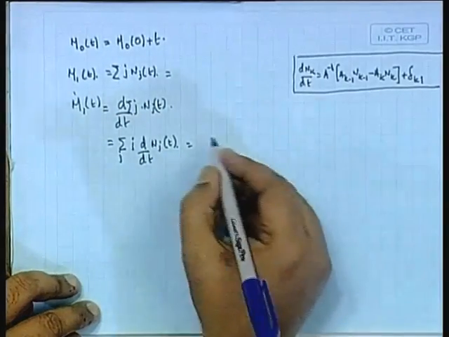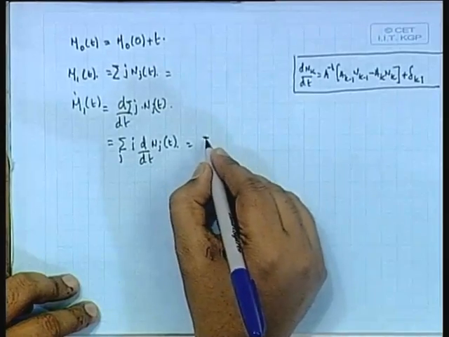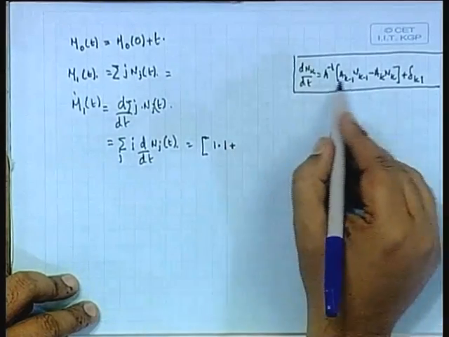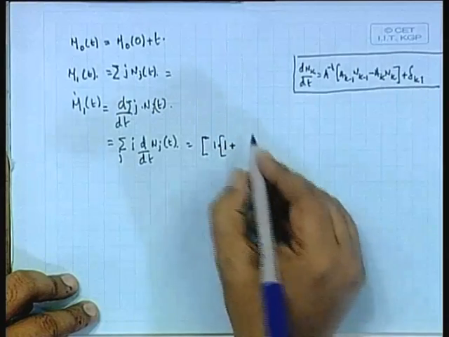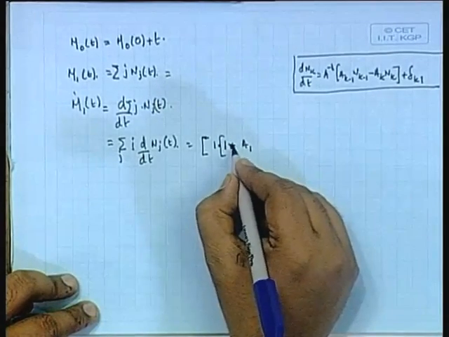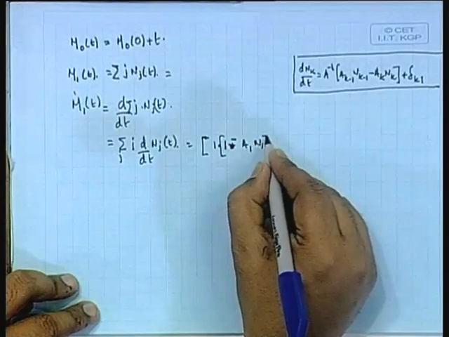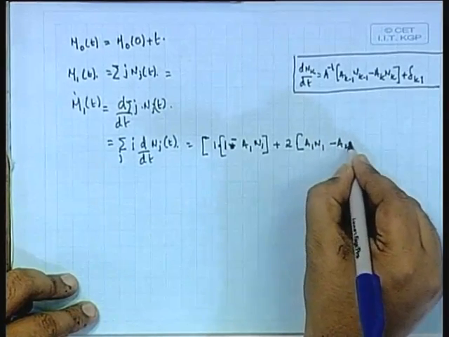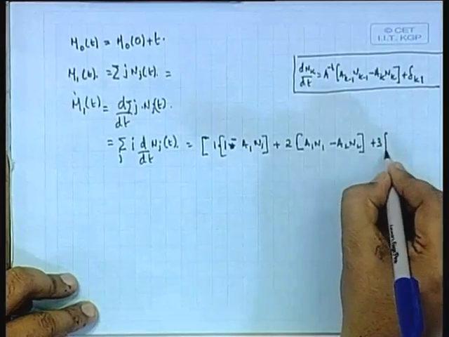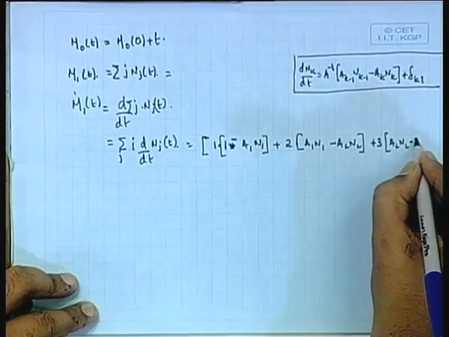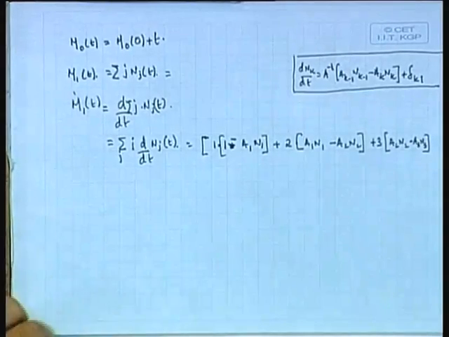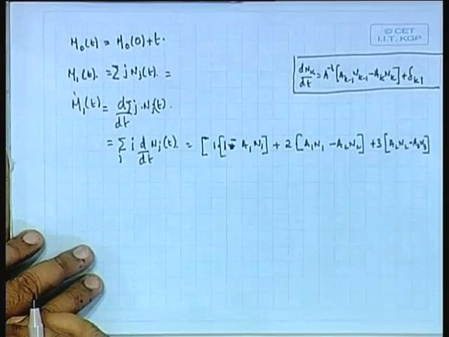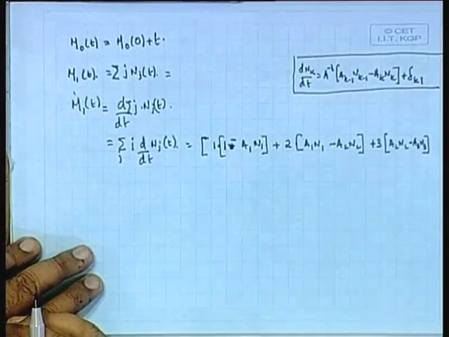So, now let us try to write. I try to write 1 into 1 plus a_1 minus a_1 n_1, plus 2 into a_1 n_1 minus a_2 n_2, plus 3 into a_2 n_2 minus a_3 n_3. So, what does this become?